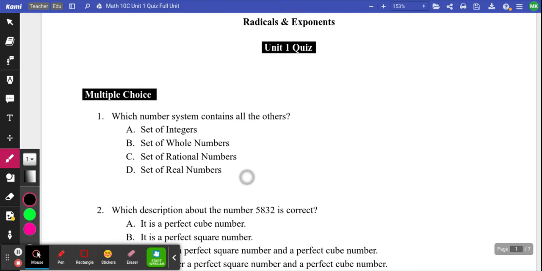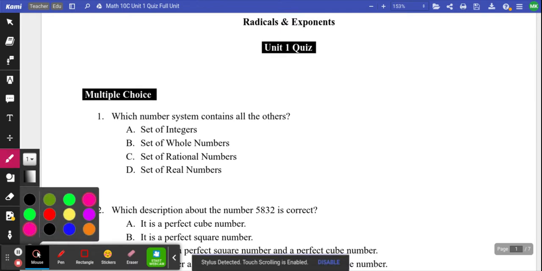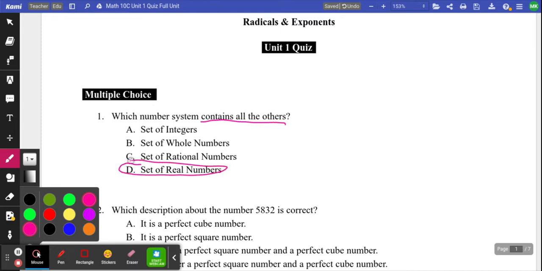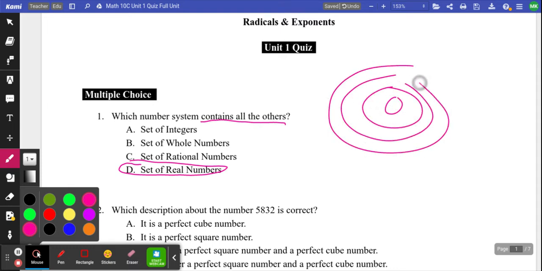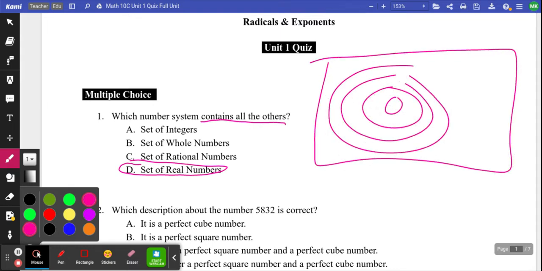Start with question 1. Which number system contains all of the others? This means what number system is the biggest, essentially, right? Contains all the others means everything else is inside of it. So the biggest number system is the real number system. If you remember, we did a little picture where we had all these circles of number systems in a big box. I would go find that in your textbook and review that if you're not sure about the number systems and which systems are which.